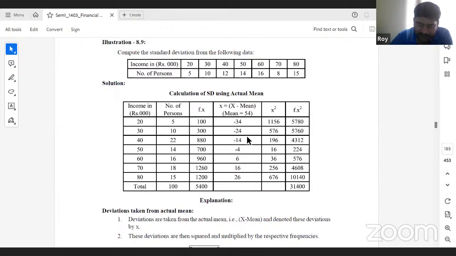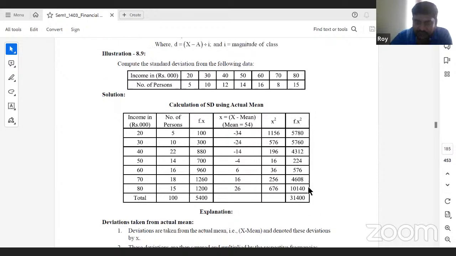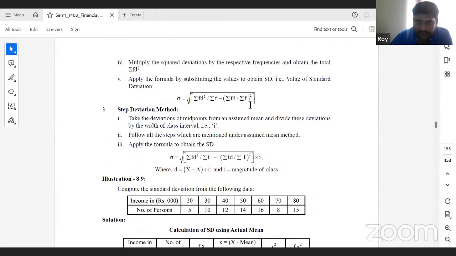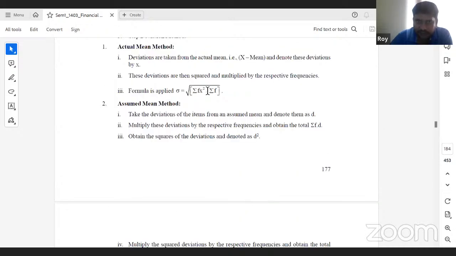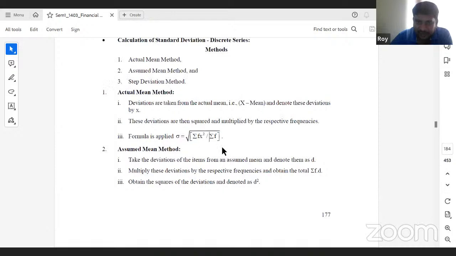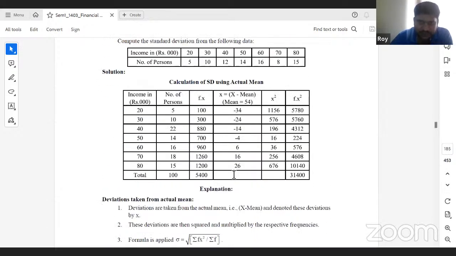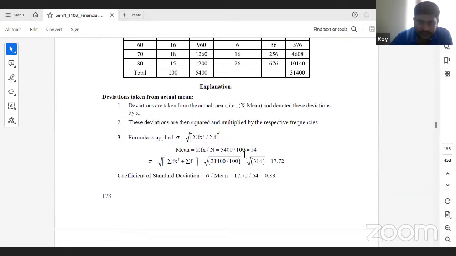X is equal to x minus mean, this one. And f dot x square is equal to this. Because f dot x square, they ask us to calculate. Right? In the above formula. See in this one. Summation of f x square for the actual mean method, divided by summation of f. You will get the summation of f here. This is the summation of f divided by n, and you will get this value.